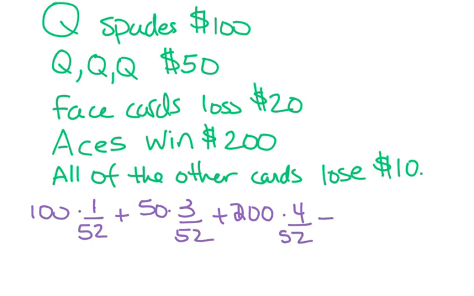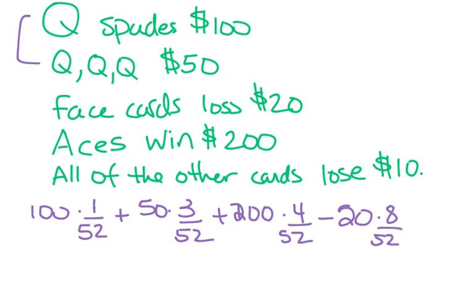And then the other face cards lose. So how many other face cards? Well, the face cards that are not queens. There's 12 face cards total. 4 of them are queens. So that makes 8 face cards that are not. So you lose $20, so it's minus $20. And there's 8 of those cards.